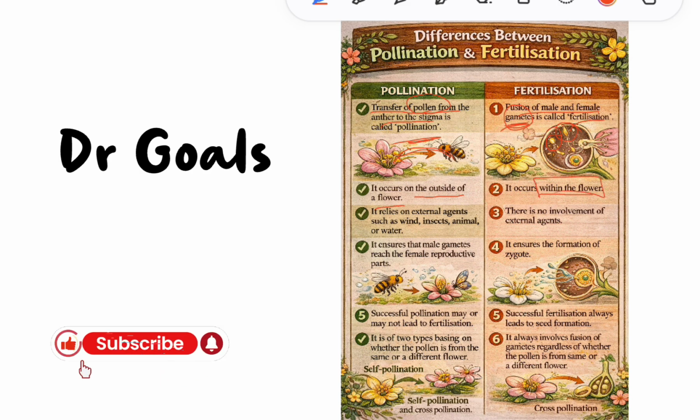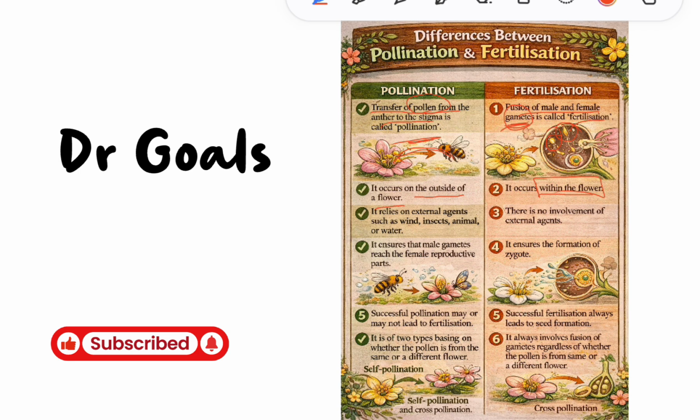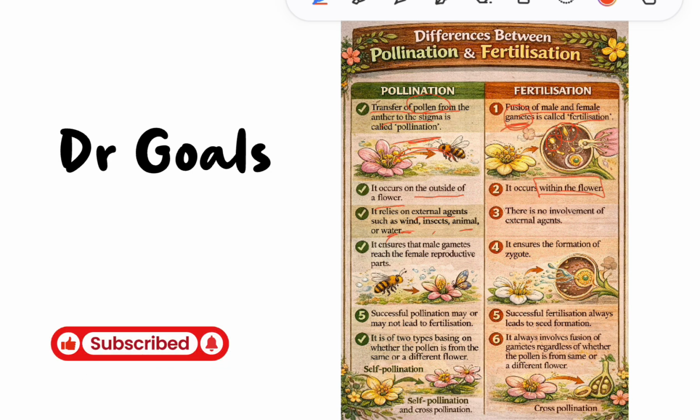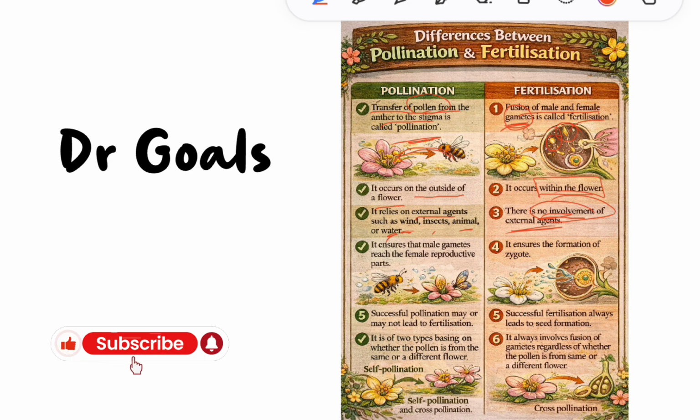the flower. And next, pollination relies on external agents. It completely depends upon the wind, insects, animals, or water, whatever it may be. It depends upon external agents only. But in fertilization, there is no involvement of any external agents such as water, wind, or insects.